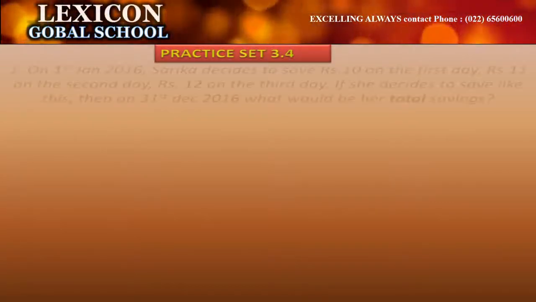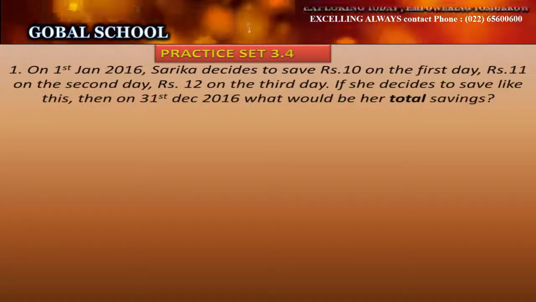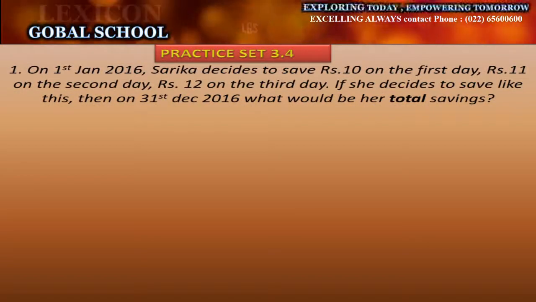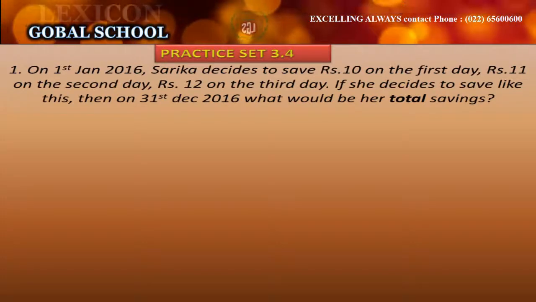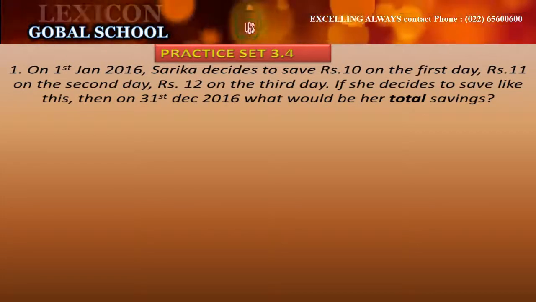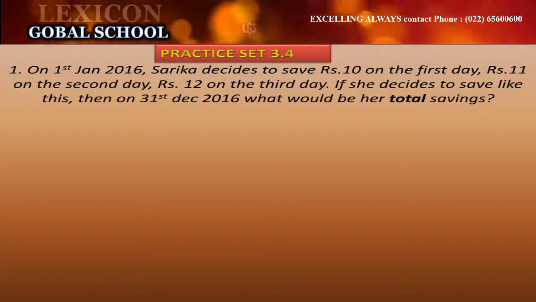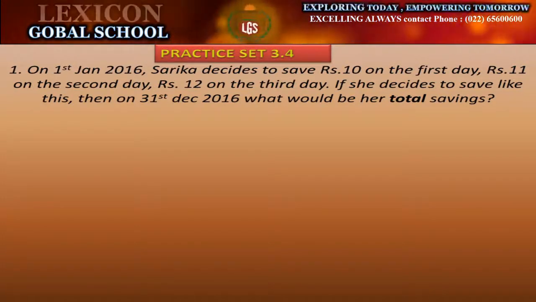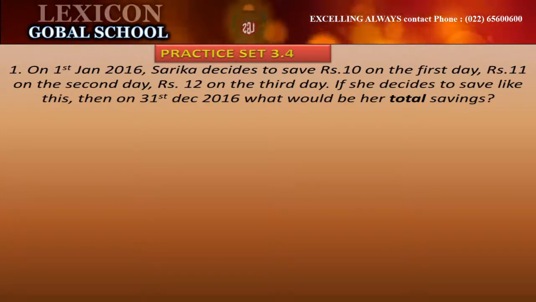Class, we are going to move ahead with the word problems of this particular chapter. So we are starting with practice set 3.4. Your first question goes like this. On 1st Jan 2016, Sarika decides to save rupees 10 on the first day, rupees 11 on the second day, rupees 12 on the third day. If she decides to save like this, then on 31st December 2016, what would be her total saving?